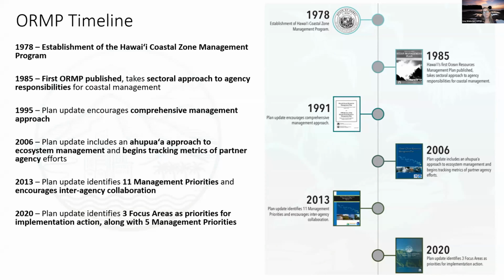And the most recent update, which was completed in 2020, identified 3 focus areas as priorities for implementation action. The 3 focus areas are development in coastal hazards, land-based pollution, and marine ecosystems. And in addition to the 3 focus areas, the plan also includes 5 management priorities, which were carried over from the 2013 version. The 5 management priorities are ocean economy, cultural heritage of the ocean, training, education, and awareness, collaboration and conflict resolution, and community and place-based ocean management practices.